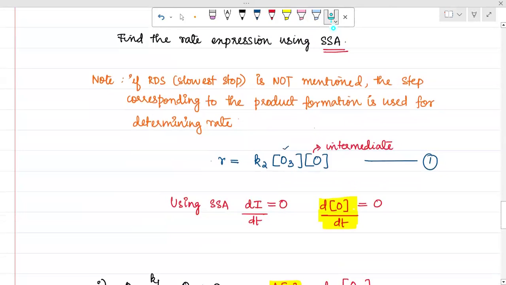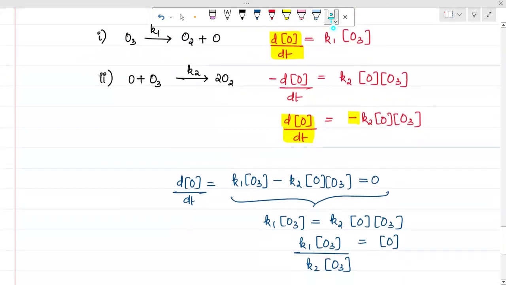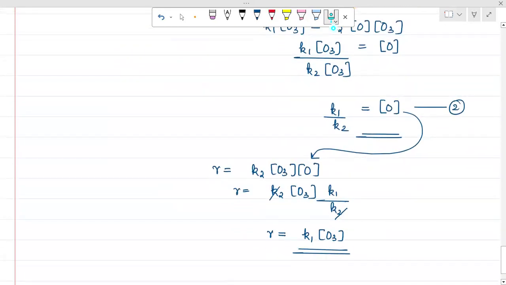We'll write the expression. We find who the intermediate is and we have to remove the intermediate by SSA. SSA is putting the condition that the change of the concentration of the intermediate with time is equal to 0. How do you do that? Take the individual step, write the expressions, add them, put it equal to 0, rearrange them and substitute. Very easy.